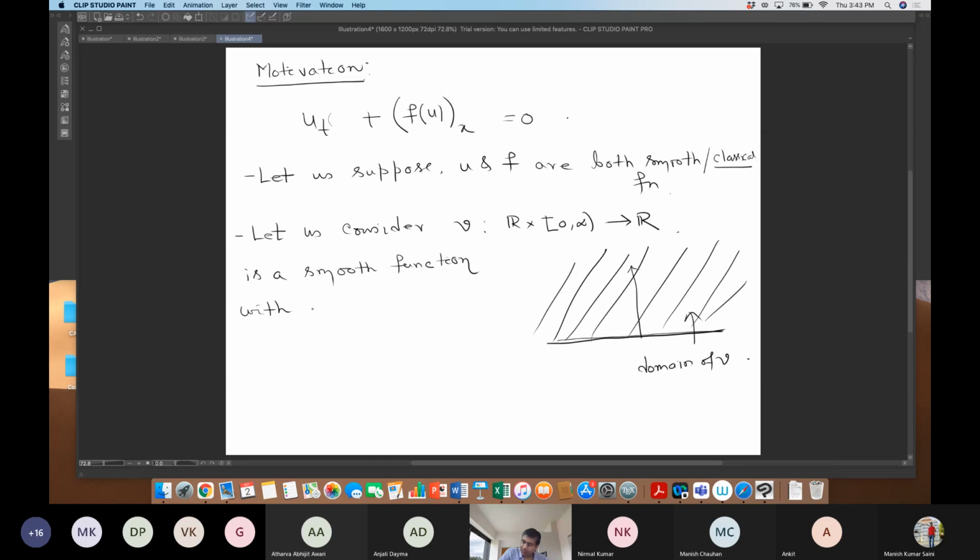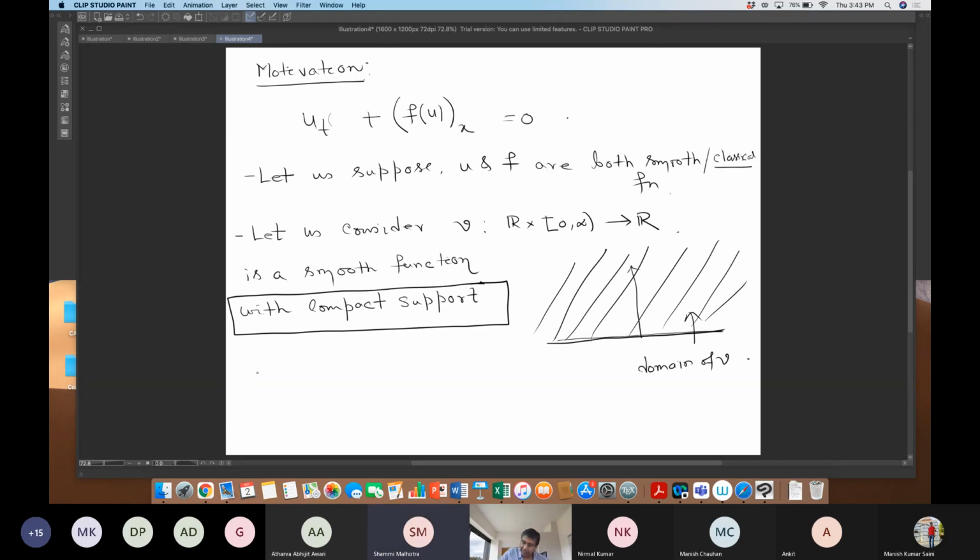Anyone know the meaning of having compact support? Who knows the meaning of compact support? Basically, it is the closure of the set of points where v is non-zero, and that should be compact.